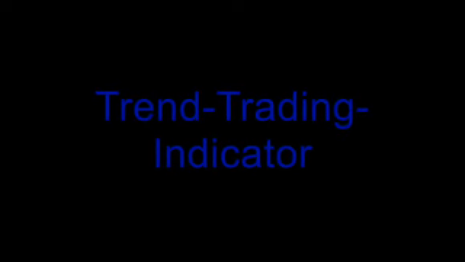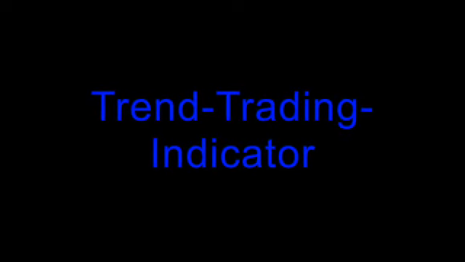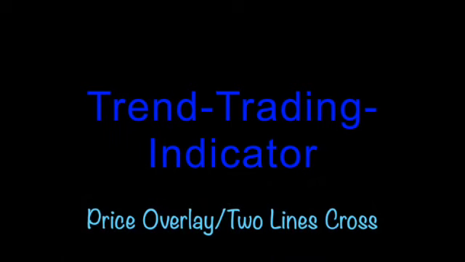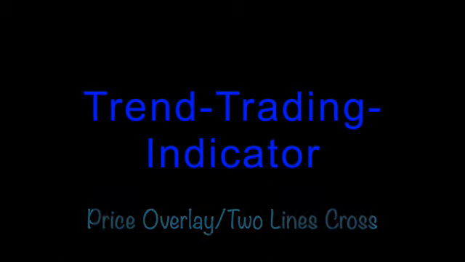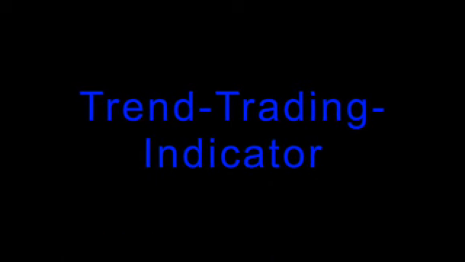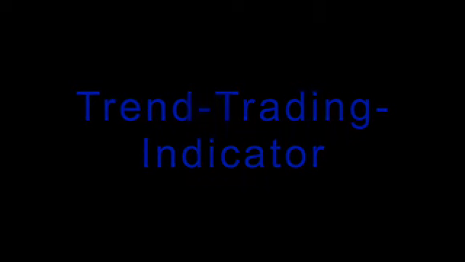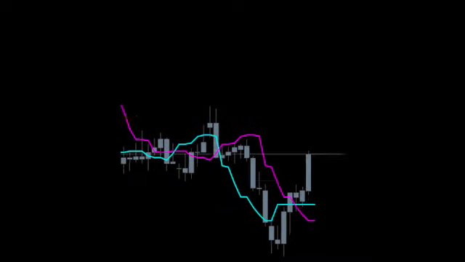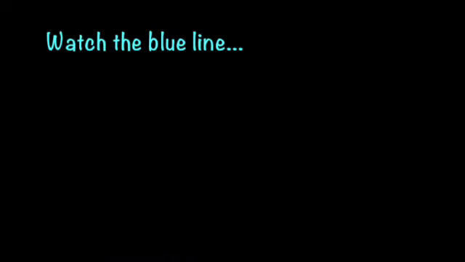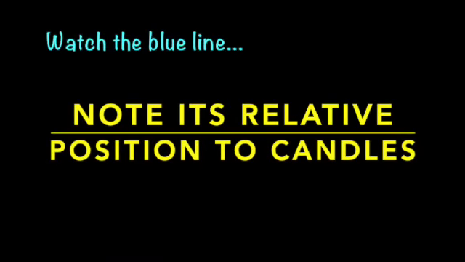In this video, we're going to take a look at the trend trading indicator, another price overlay, two lines cross. We're going to jump right into the data stream video, and we'll pause it to point out those important moments. Okay, we're going to stop it here. Watch the blue signal line relative to the candles and the red signal line. We'll slow it down a bit.